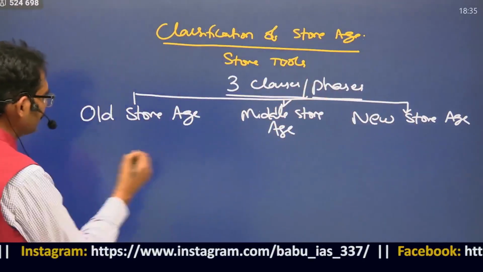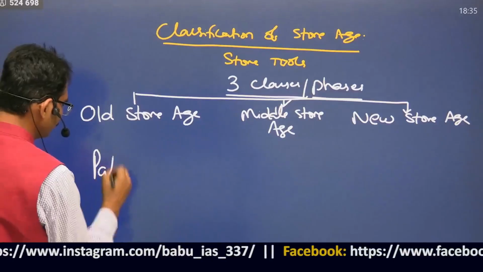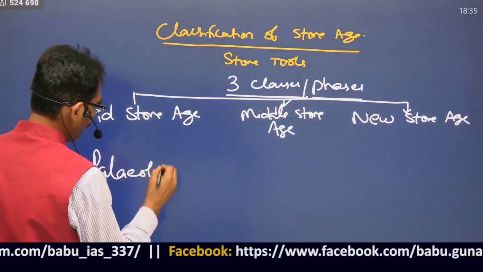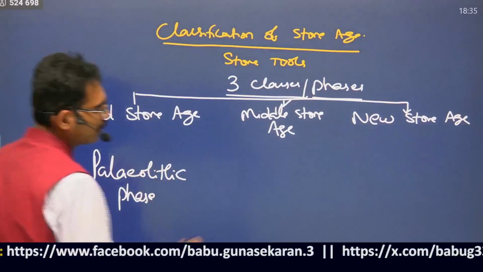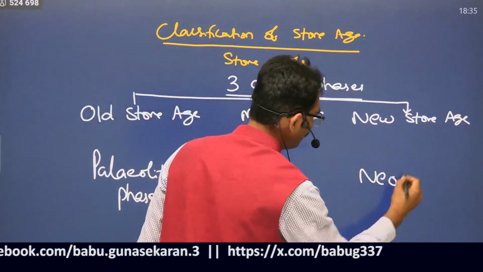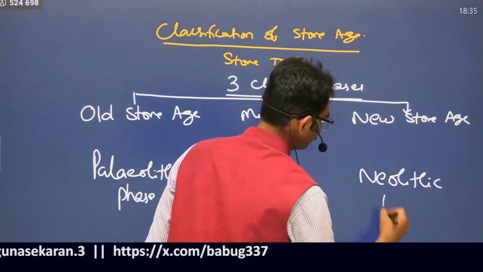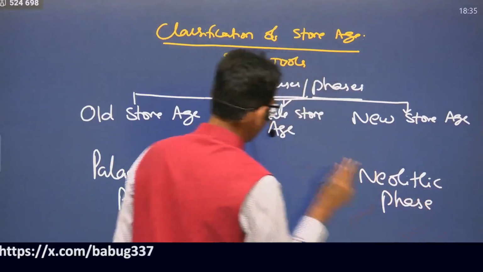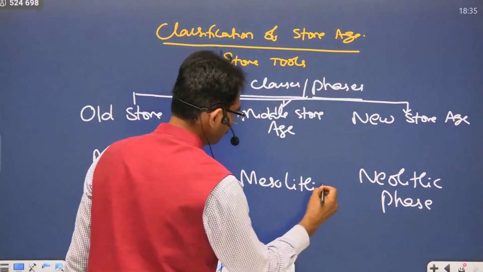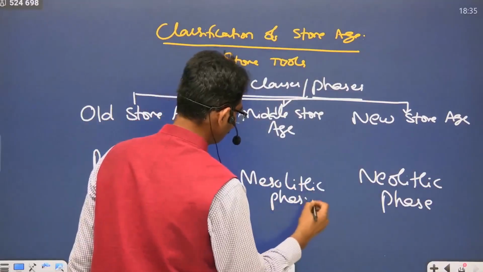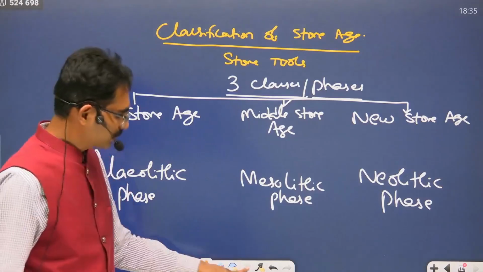Based on Latin and Greek, Old is called Paleolithic phase. New means Neolithic phase. And this is Mesolithic phase.